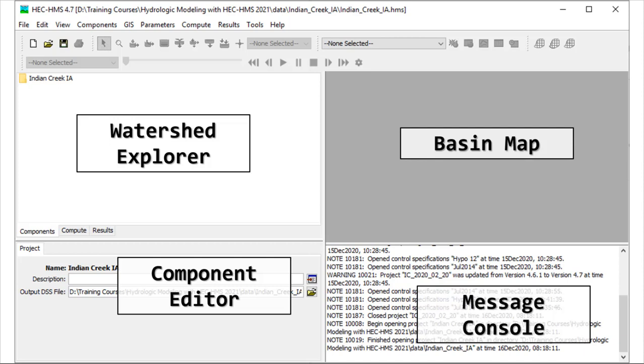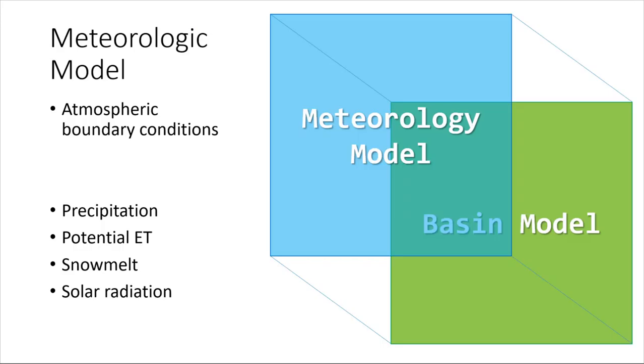The component editor in the bottom left lets you edit the component that you have selected in the Watershed Explorer. This is the most common way to change settings or parameters for components. The basin map in the top right gives you a view of the basin model that you're currently working with. And finally, the message console in the bottom right alerts you to what HEC-HMS is doing. It will display warnings and errors if they occur.